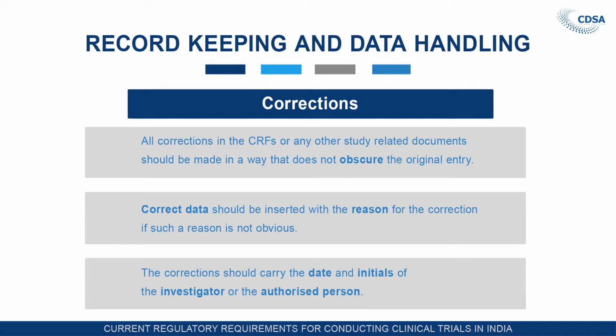The good documentation practice ensures that you do not document any data which can be forged or misconstrued later on. So all the corrections in your case record form or any other study related documents should be made in such a way that it does not obscure the original entry. You should be able to insert the correct data, give a reason why you changed it, and give a date, put your initials, and the initials should be of the authorized person to authenticate that the correction is done by a person who is authorized to correct it. So anytime you do any corrections in a clinical trial data, remember signing a check. When you sign a check and the check goes wrong, how you correct a check should be the one you should use.